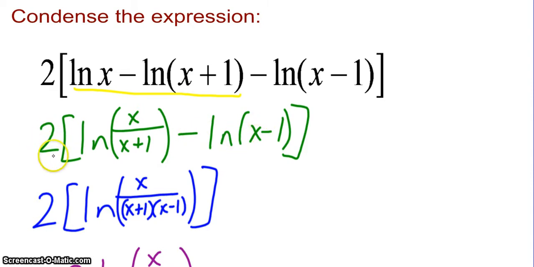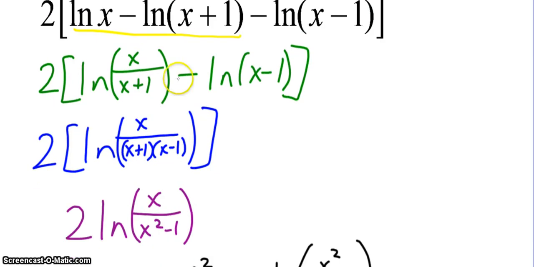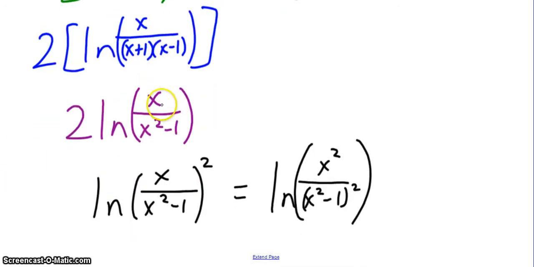Again, the 2 is outside the brackets, so I'm just leaving that there for now. We'll deal with that later. Now because this is subtraction, the x minus 1 is also going to end up on the bottom, and it'll get multiplied by the x plus 1. So I end up with 2 times the natural log of x over x plus 1 times x minus 1. I can multiply those together, and I get 2 natural log of x over x squared minus 1. Now I can bring up the 2 in front.